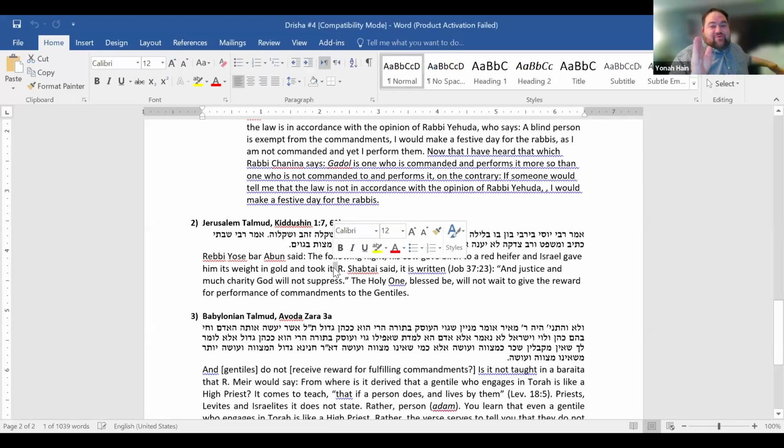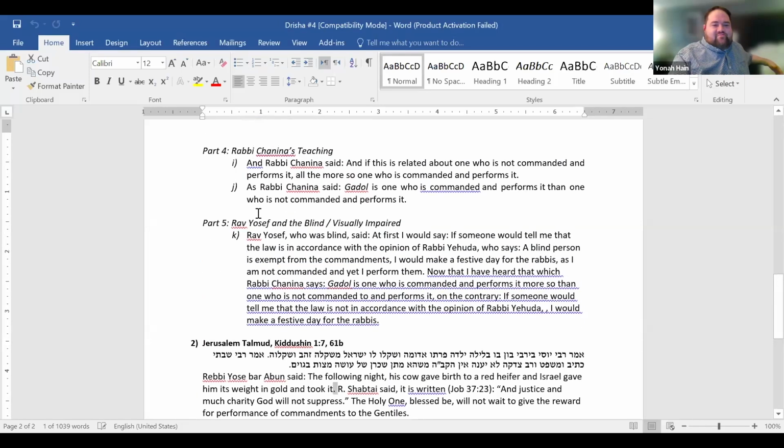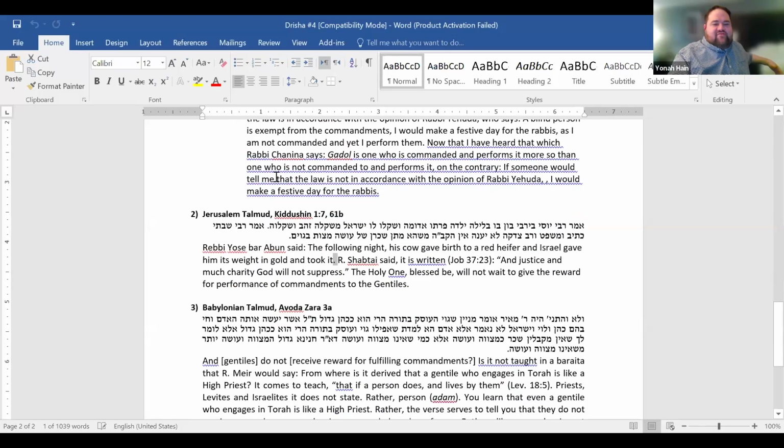Now, this is where Rabbi Hanina comes in the Bavli. The Babylonian Talmud now has, right, post the Rabbi Hanina teaching. Here we have Rav Shabtai, right? Rabbi Shabtai said it is written in Job, and justice and much charity God will not suppress, right? Umishpat verov tzedakah lo ya'aneh. God won't ignore this abundance of goodness.